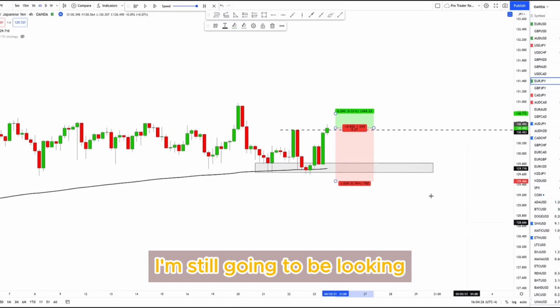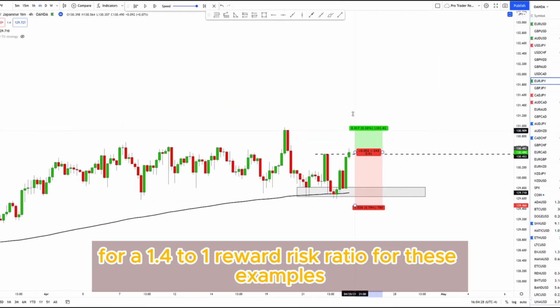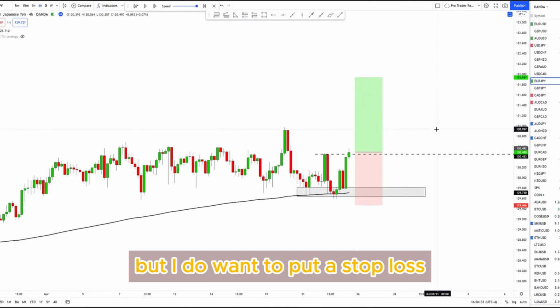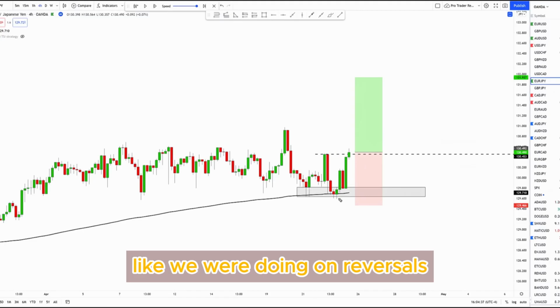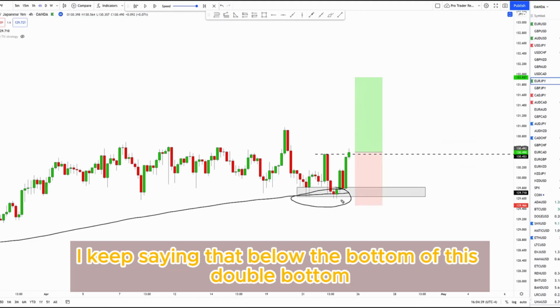I'm still going to be looking for a 1.4 to 1 reward to risk ratio for these examples, but I do want to put a stop loss, instead of being below my entry candle, like we were doing on reversals, below the neckline. I keep saying that. Below the bottom of this double bottom.